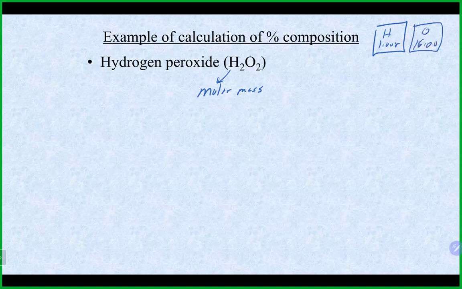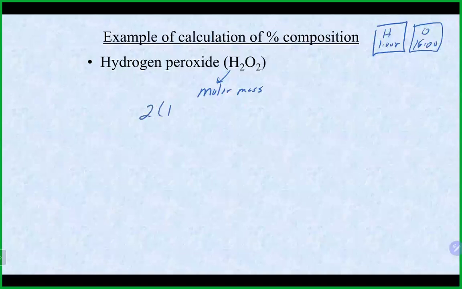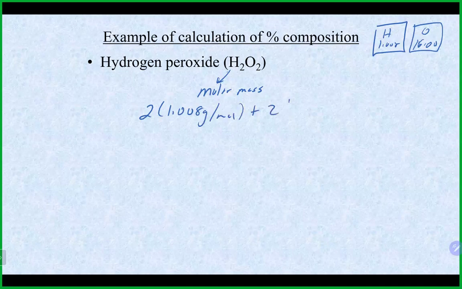So this would give us 2 times hydrogen's molar mass from the periodic table plus 2 times oxygen's molar mass from the periodic table. And that's going to give us a molar mass for hydrogen peroxide of, looks like 34.02. So now we want to figure out the percentage of each element.